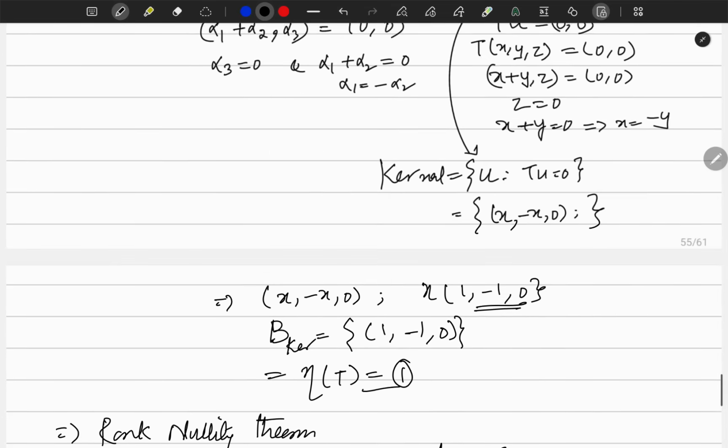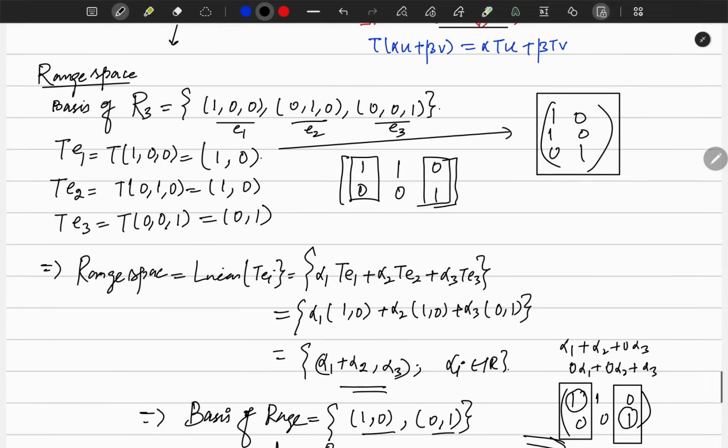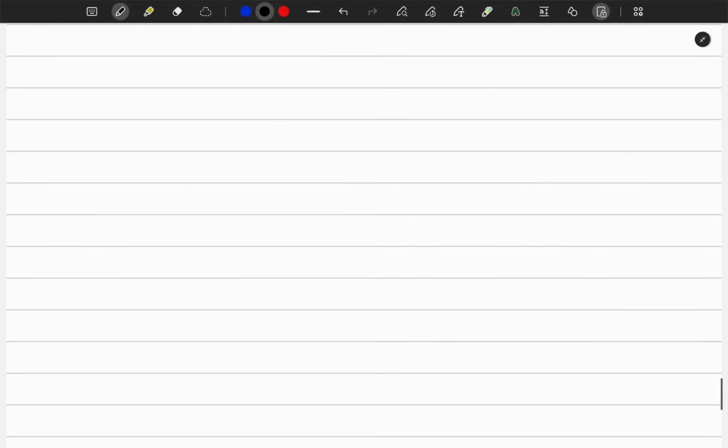Okay, clear. Also the matrix associated with this transformation according to the standard basis is this matrix. Okay, so we have done all the questions in one problem only.